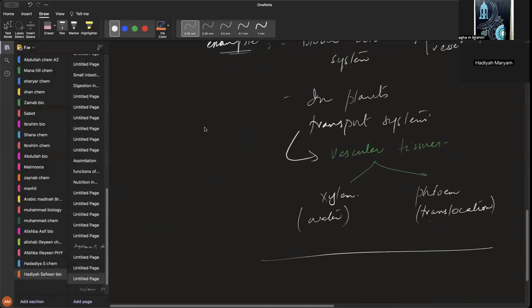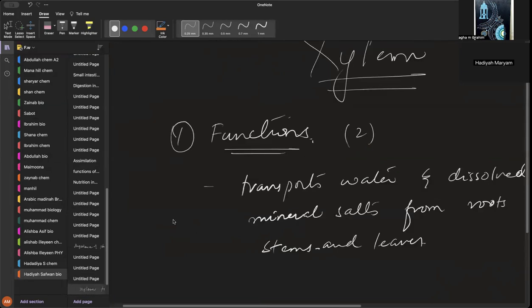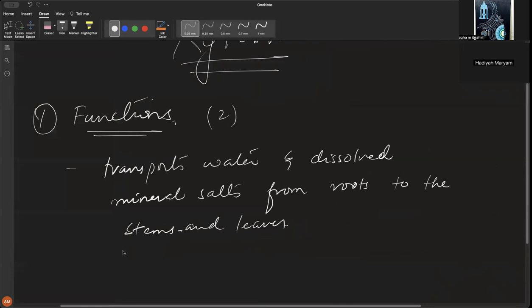the transportation in plants generally is from roots to leaves and from leaves to the rest of the plant. These are the two ways. Substances are going this way and there are substances that are going this way. We'll talk about that inshallah. So the main function of xylem vessel is to transport water and dissolved mineral salts from root to the stems and leaves.